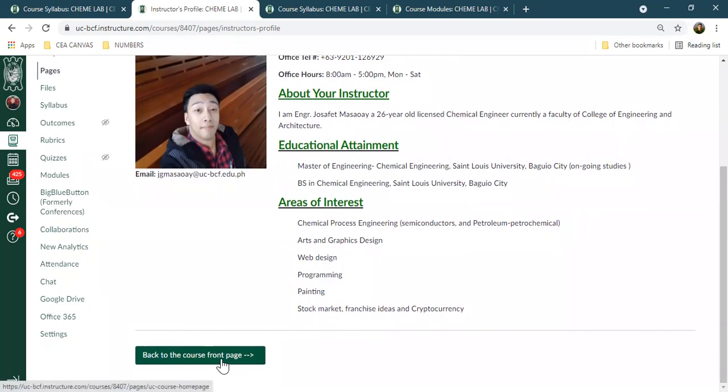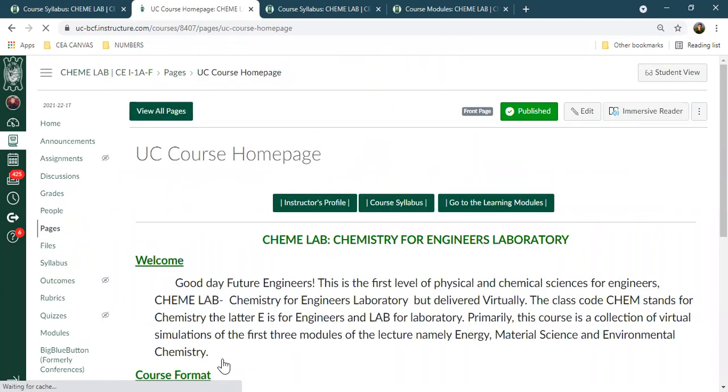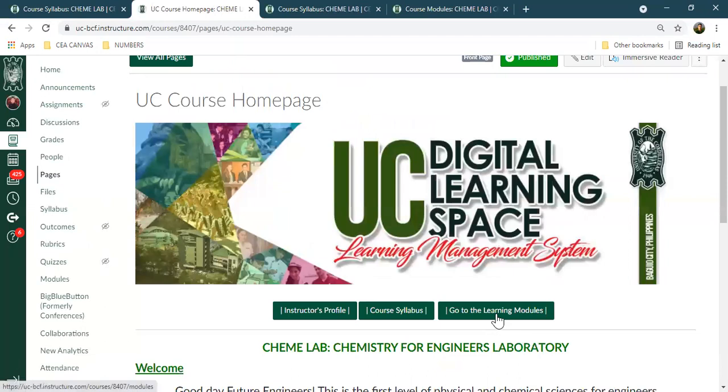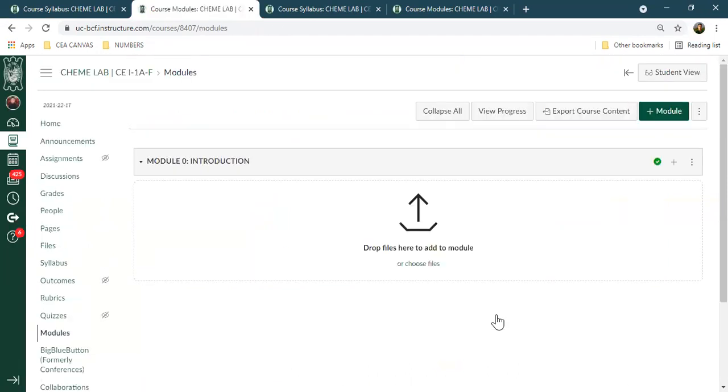Now let's go back to our front page. Let's go to our learning modules. On this page, you're going to see various threads for your modules, virtual simulation and experiments, and lastly, your midterm and final exam.